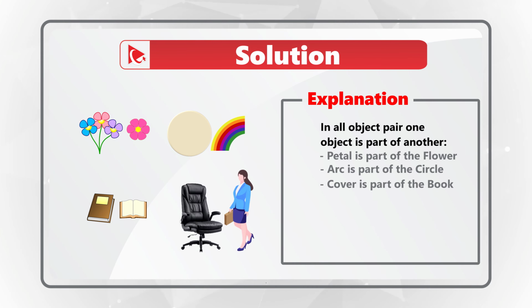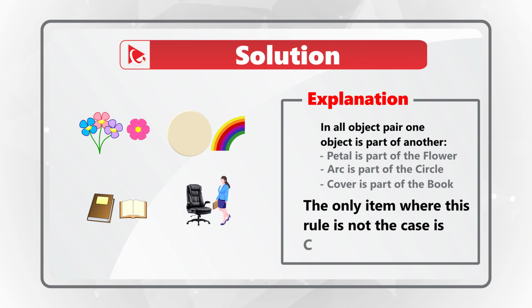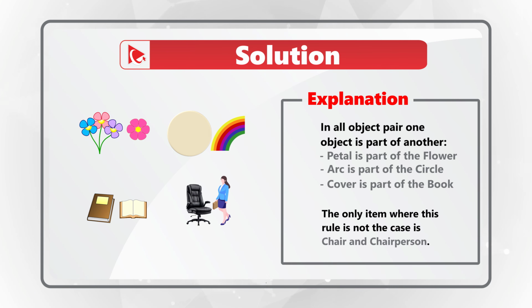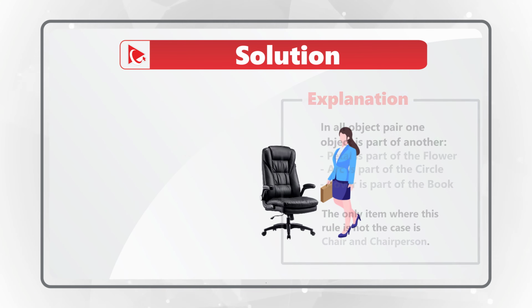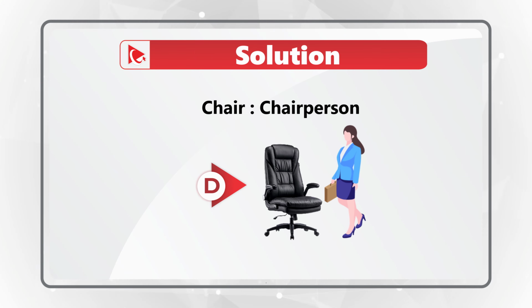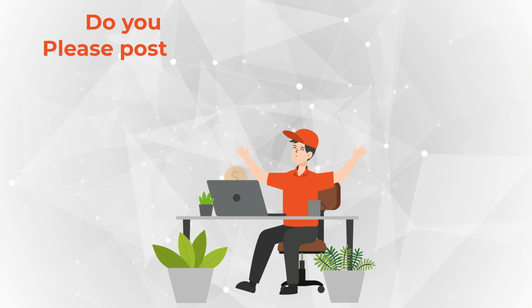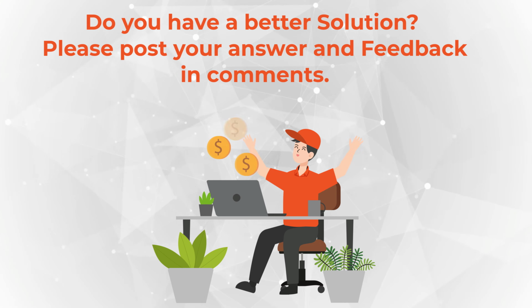The only word pair where this rule does not work is chair and chairperson. Even though these objects sound similar, they are not part of each other. So the correct answer is choice D, chair and chairperson. Hopefully you've nailed this question and now know how to answer similar problems on the test.